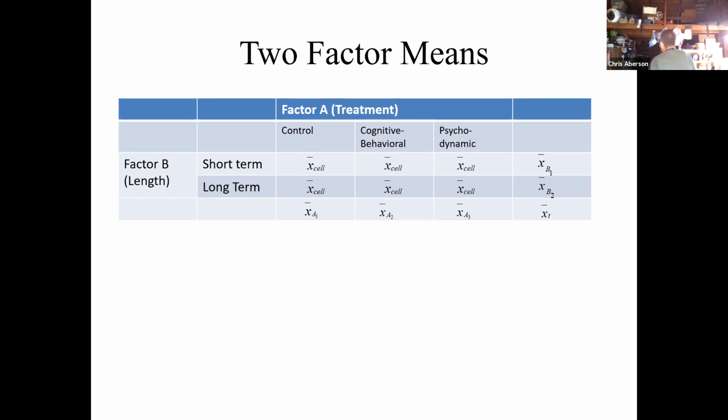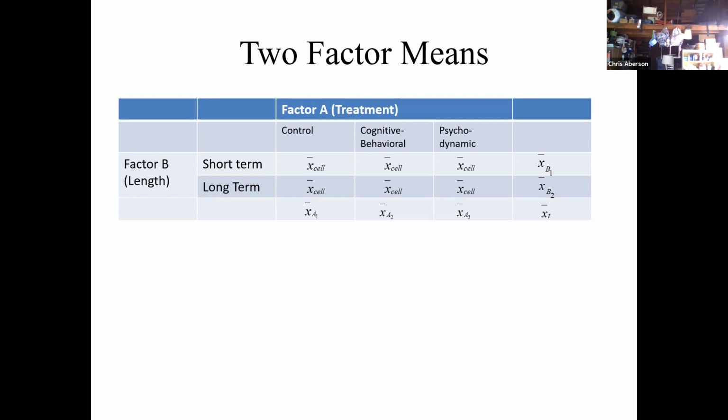Those A means go into the testing of the main effect of factor A. The B means go into the testing of factor B. We also have a third kind of mean, a mean for each of these six individual combinations: control group short-term, control group long-term, and so on. I've just called those cell means. I could have put in A1, B1, A1, B2, but I think the notation gets a little brutal there. So we're just going to call those the cell means.